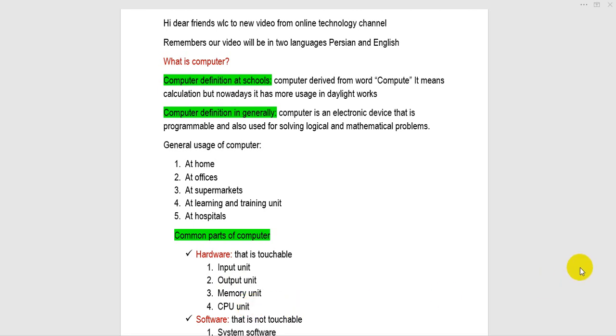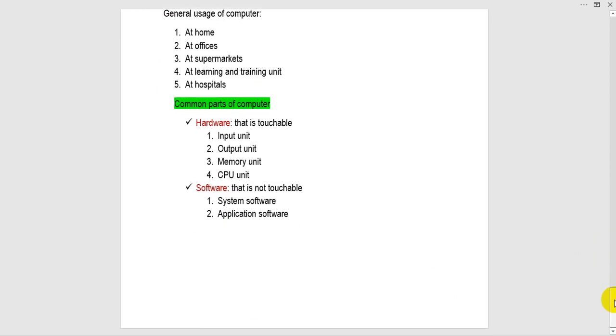So the second one is the software part of a computer. Software part of computer is those parts that are not touchable, that we can't touch. So this part is divided in two parts: system software and application software. Friends, I will give you more explanation for these two parts, hardware and software, in detail in the next video, but here I will explain in general.